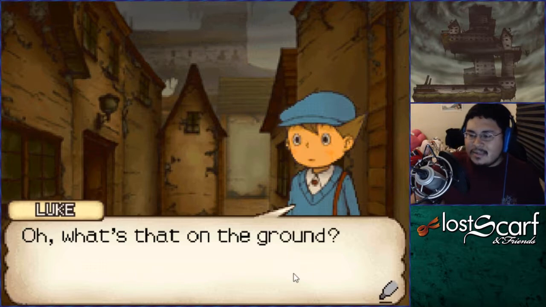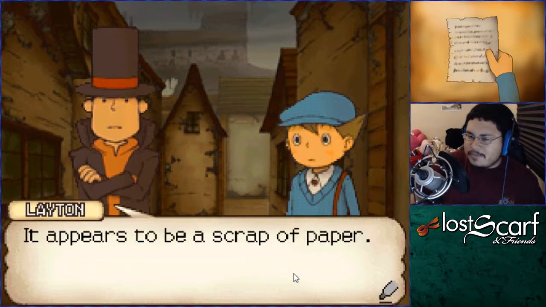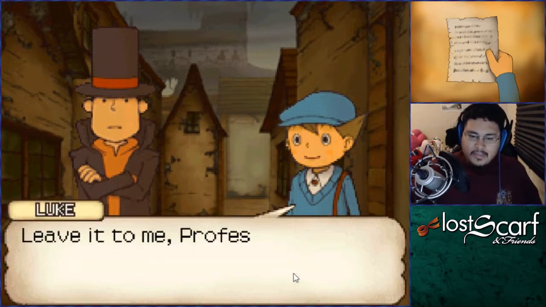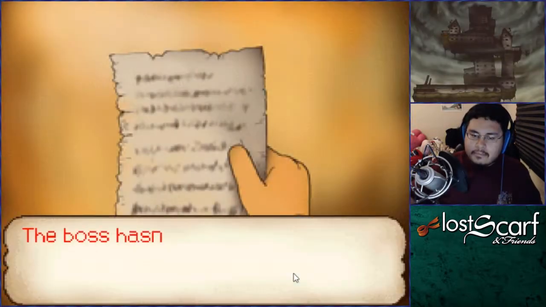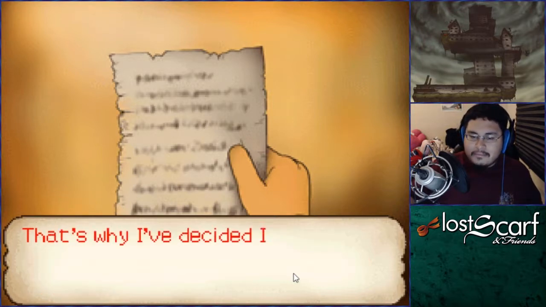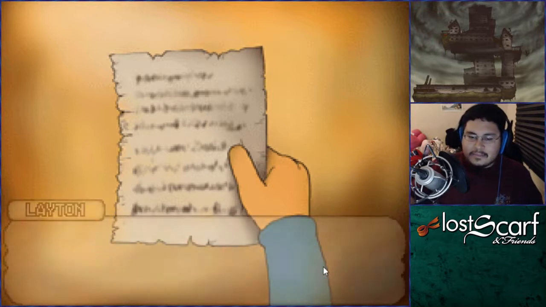Oh, what's on the ground, Professor? It appears to be a scrap of paper. Can you please read what's written on it, Luke? Leave it to me, Professor. The boss hasn't been himself since Lady Violet's passing, and he shows no signs of recovery. That's why I decided I'll make one as a tribute to Lady Violet.